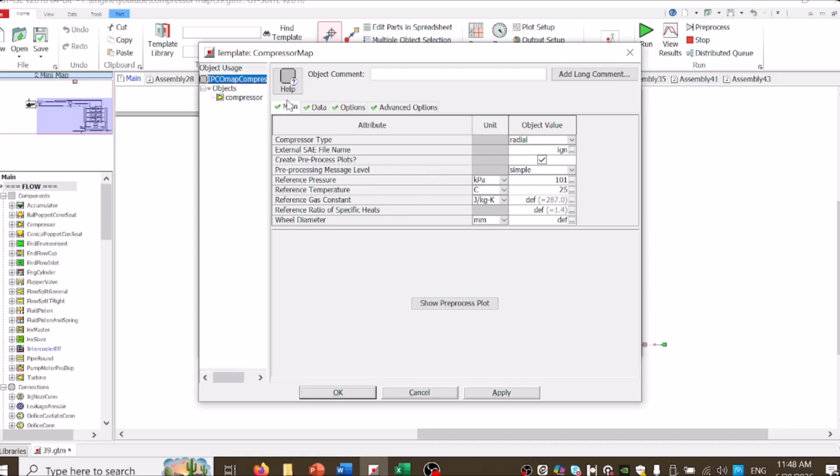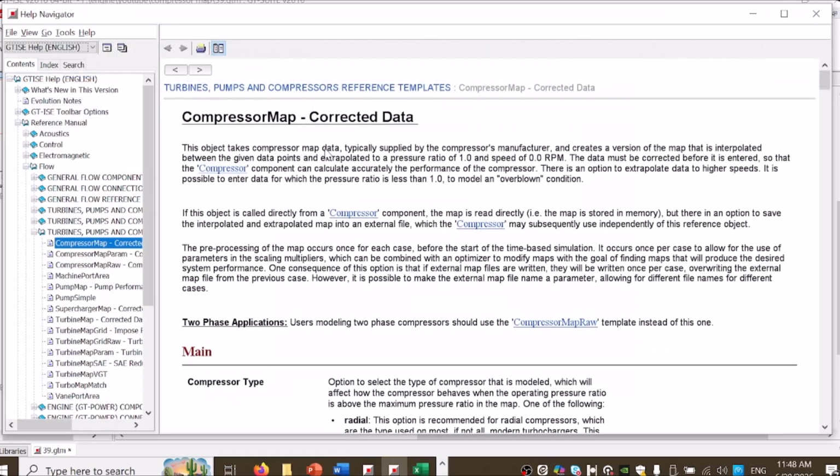But what is this? If you have any question, you can click on help and see the objects. So, compressor map. This object takes compressor map data typically supplied by compressor manufacturer and creates a version of the map that is interpolated between the given data points and extrapolated to the pressure ratio of 1 and a speed of 0 RPM.